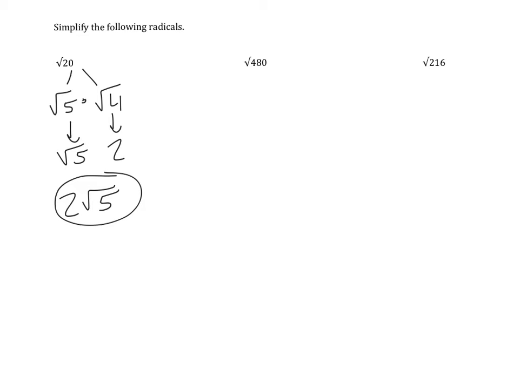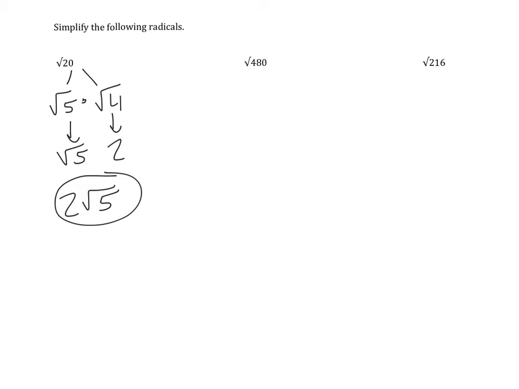Your goal is to try to factor it into perfect squares: 1, 4, 9, 16, 25, if you can. I could have broken 20 into 2 and 10, but then it becomes a little trickier. It's easier if I can just do this right away. So here's another one, 480. Let's say I recognize that it's divisible by 4.